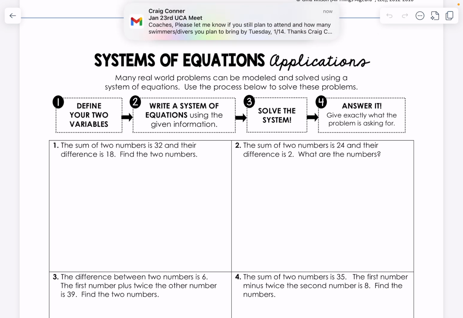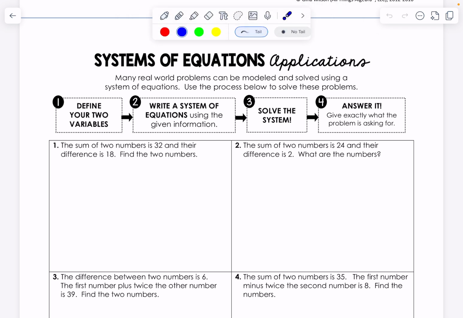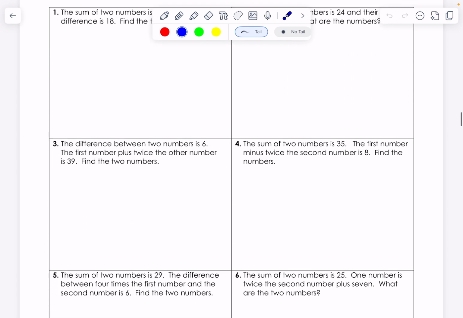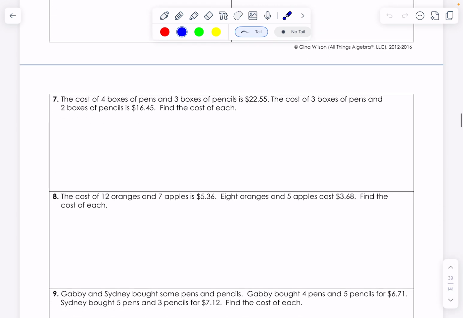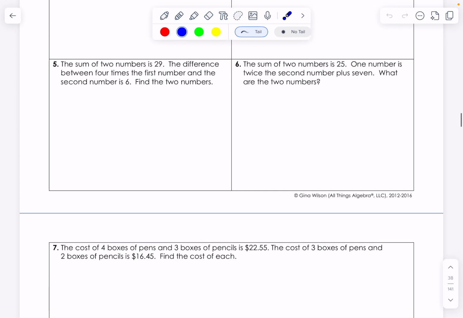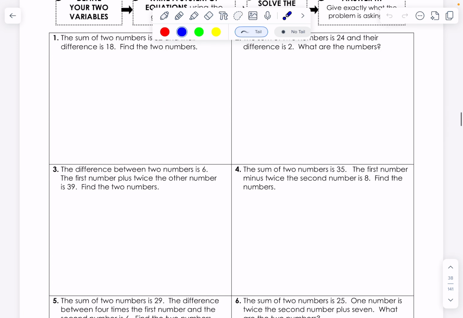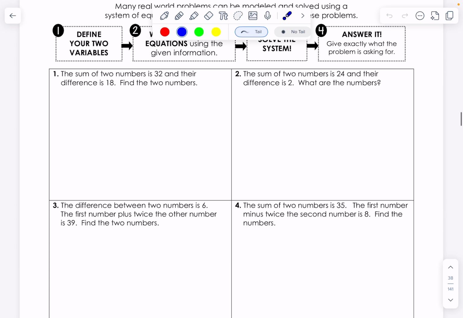Most of these are just going to be regarding numbers for the first couple. The first 6 are all just the sum of numbers. But then, for example, we scroll down and we figure boxes of pens and pencils, and they have cost and such. And so it might get a little trickier. But I think we can handle it. And so without further ado, let's start with number 1.